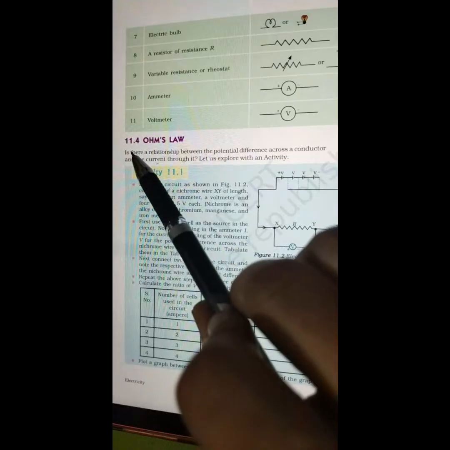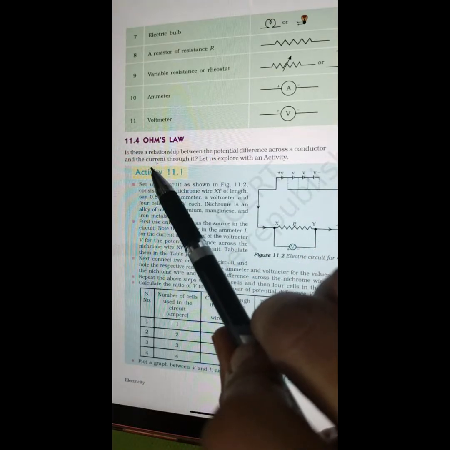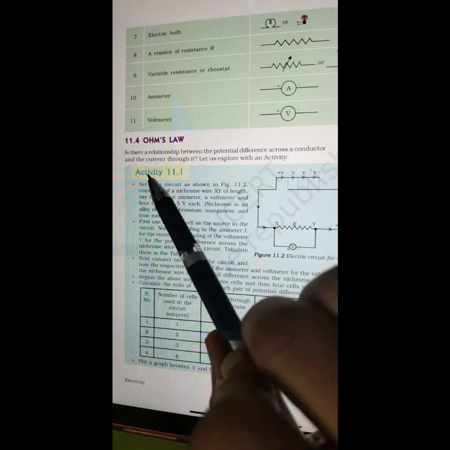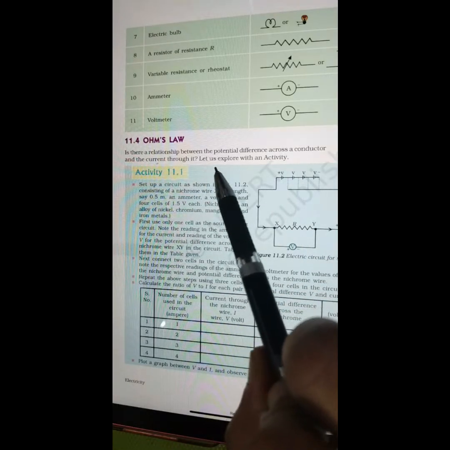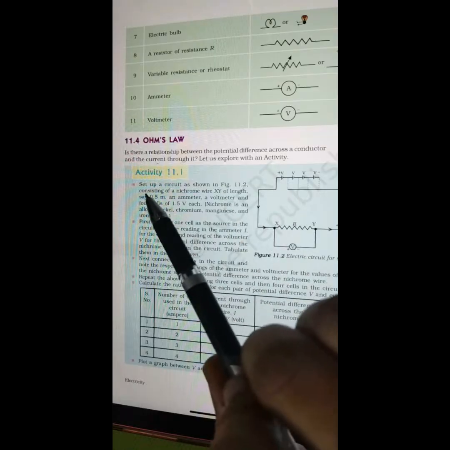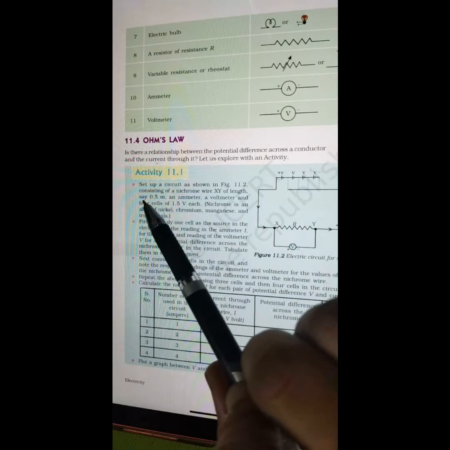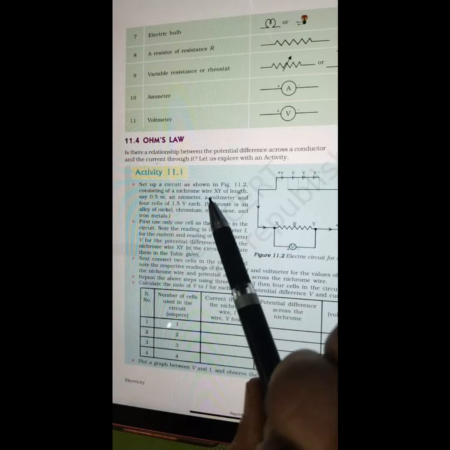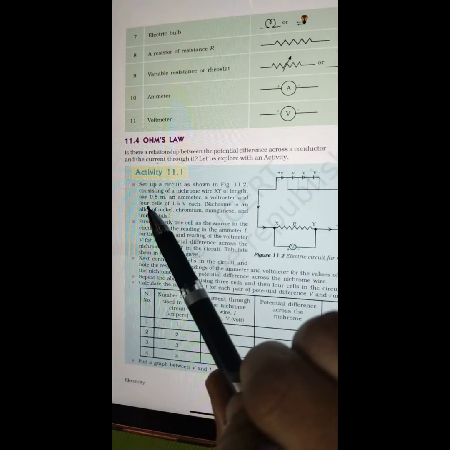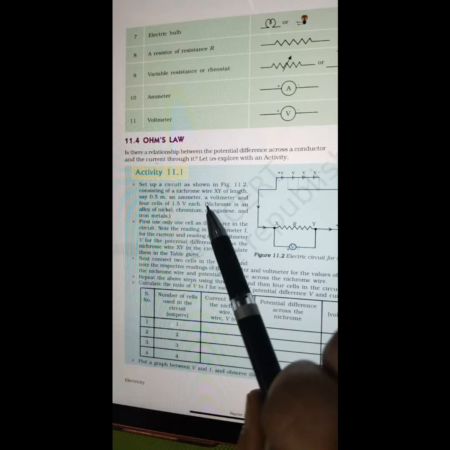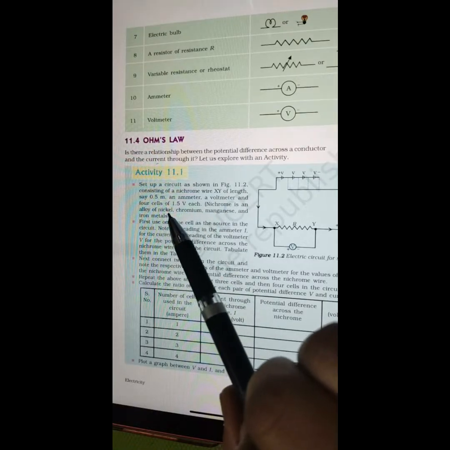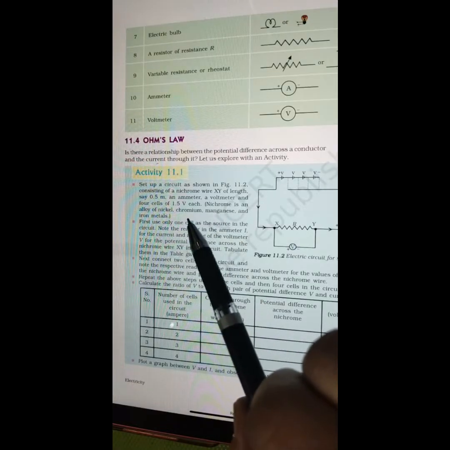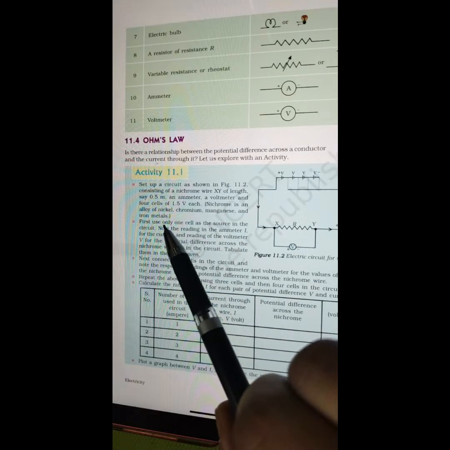Ohm's law, 11.4. Is there a relationship between the potential difference across a conductor and the current through it? Let us explore with an activity. Activity 11.1. Set up a circuit as shown in figure 11.2 consisting of a nichrome wire XY of length say 0.5 meter, an ammeter, a voltmeter, and four cells of 1.5 volt each. Nichrome is an alloy of nickel, chromium, manganese, and iron metals.